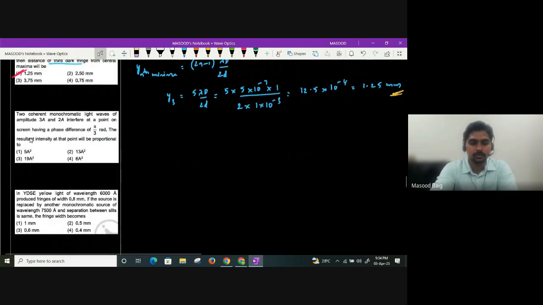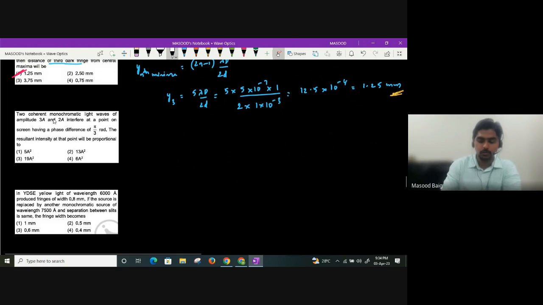Let us do one more question because it is based on superposition of waves, guys. That would be the last question for today. Two coherent monochromatic light waves of amplitude 3a and 2a interfere at a point on screen where the phase difference is pi by 3. The resulting intensity at that point will be proportional to what they are asking.